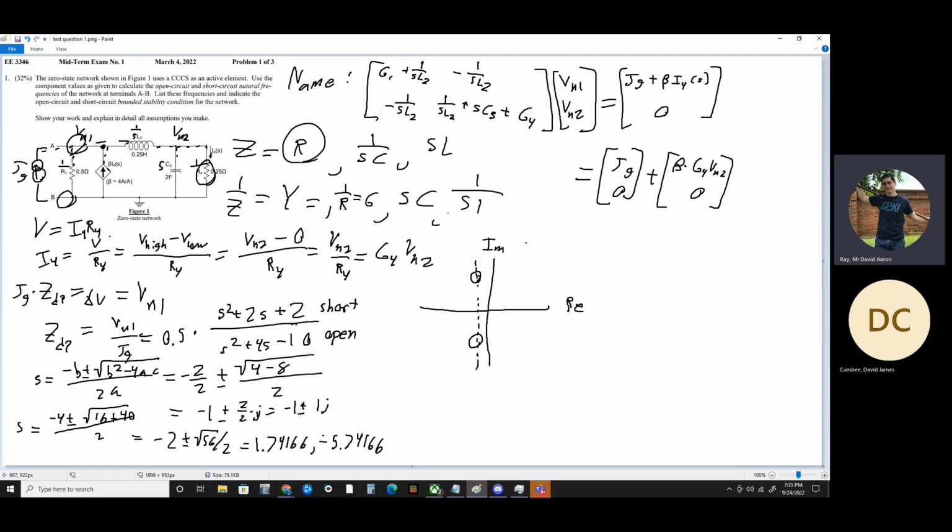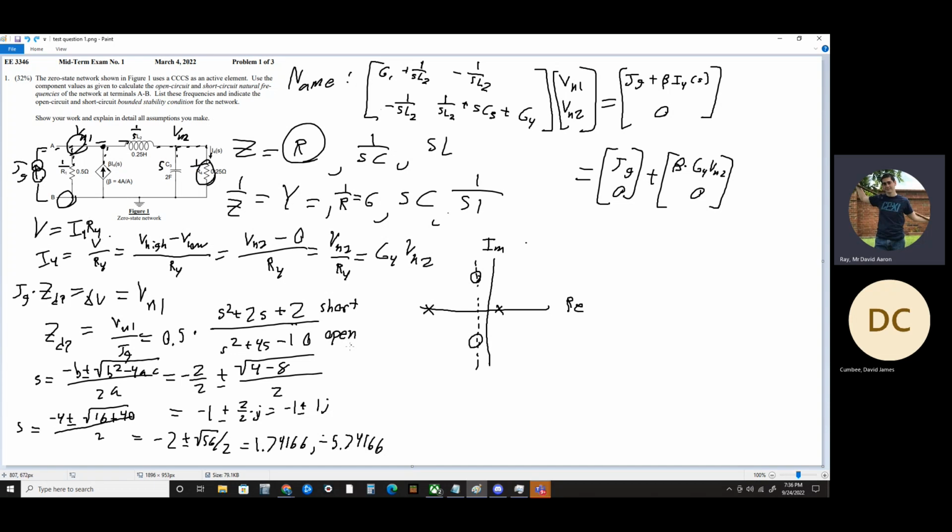Now we look at our poles, and we see 1.74. It's going to be right there. And then we have a negative 5.74166. And so from what we can see here is that this section right here, anything in this section means that our transfer function is unstable.